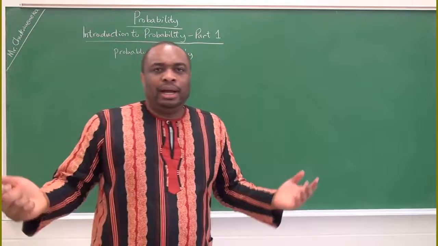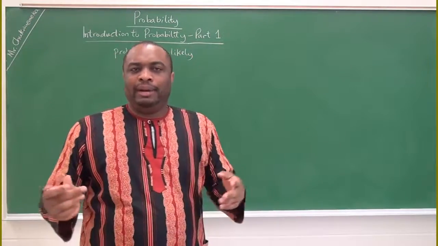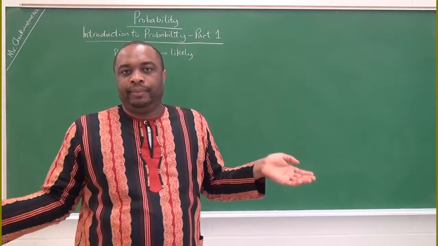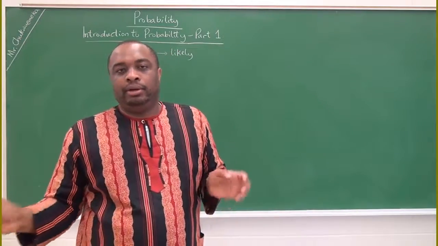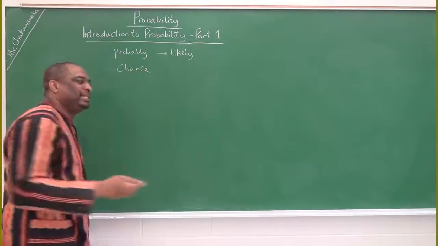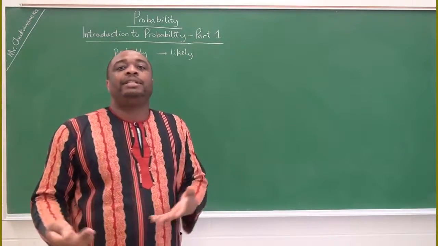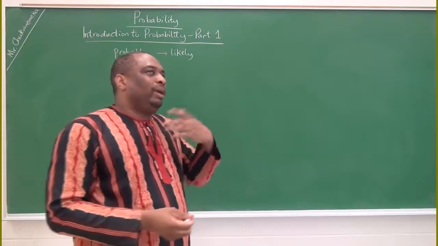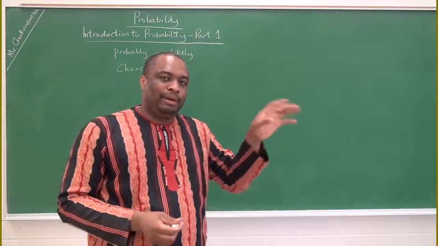Then, if you listen to the National Public Radio, they might say there is a 20% chance of rain, or there is a 30% chance of snow. It means that the probability of having snow is 30%. That is what it means. These are just the common things we say about probability.